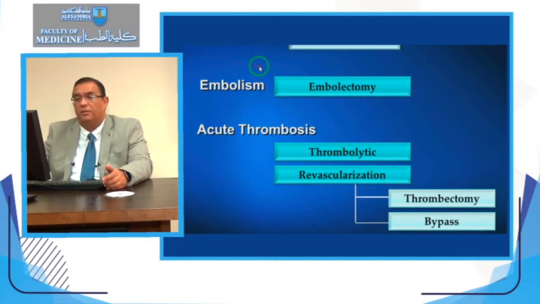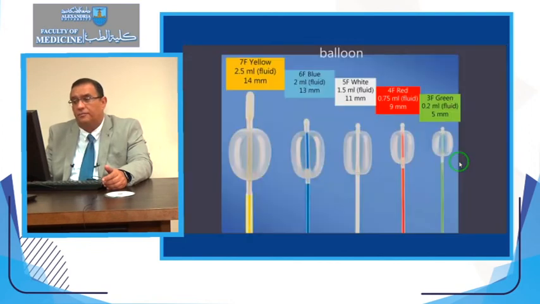For embolism, the main line of treatment is embolectomy by what is called the Fogarty catheter. For acute thrombosis, either thrombectomy sometimes, which is part of revascularization, or if it is completely occluded, we do bypass surgery using synthetic graft or reversed saphenous graft, or thrombolytic therapy using endovascular catheter thrombolysis. Here is the embolectomy catheter, or the Fogarty catheter.